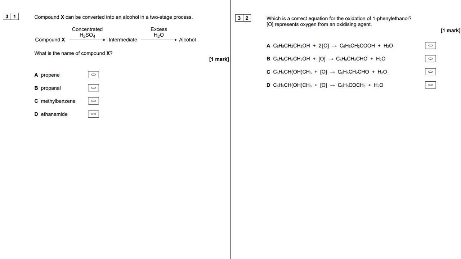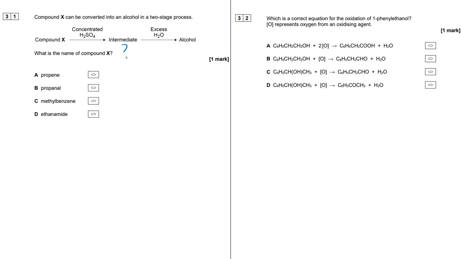Question 31. Compound X can be converted into an alcohol in a two-stage process. Something plus concentrated sulfuric acid makes an intermediate. You then add excess water to make an alcohol. You might have done something like a mind map, thinking about the reactions where an alcohol can be made. An alcohol can be made from things like an alkene. If you added excess water to that alkene, could you make an alcohol? Not necessarily. You would need more extreme conditions, that would be hydration, concentrated phosphoric acid, etc.